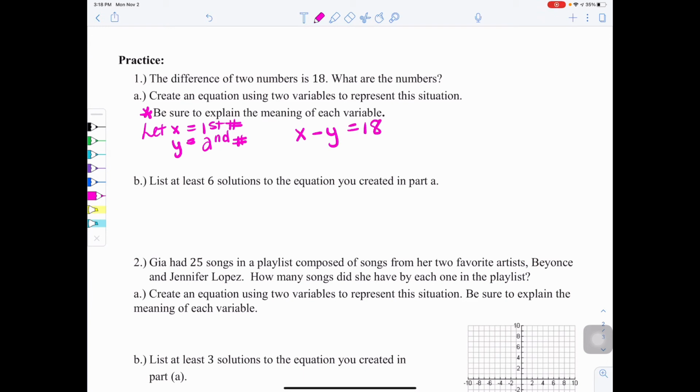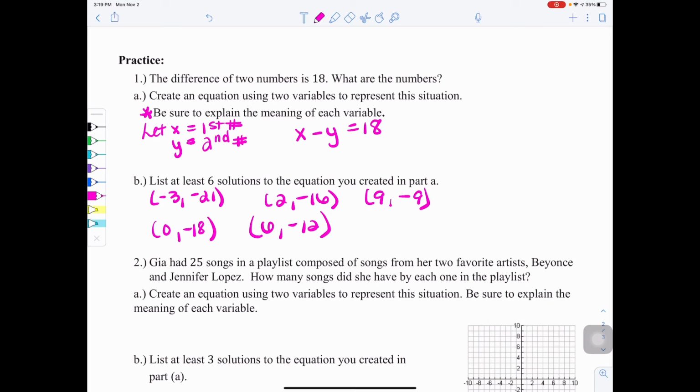Now in B, you can come up with 6 solutions. You may have different ones than I have. I'll give you some examples of mine. -3, -21. I had 2, -16. 9, -9. 0, -18. 6, -12. 24, 6. And as we discussed, we could keep going on forever and ever and ever. So we'll write etc. over here just to remind you that these are just some examples of ones you could have chosen, and we could keep finding more and more.